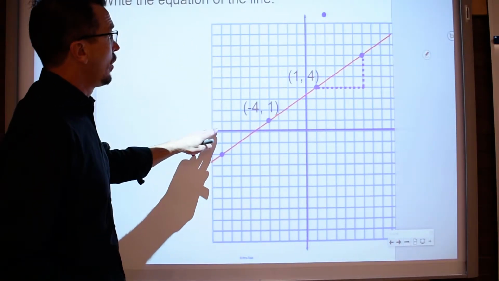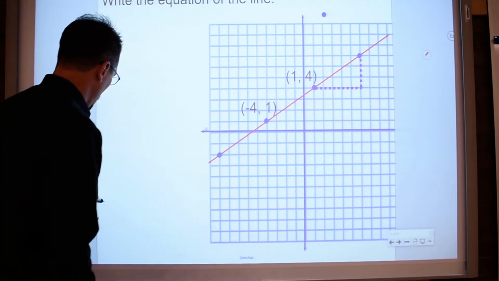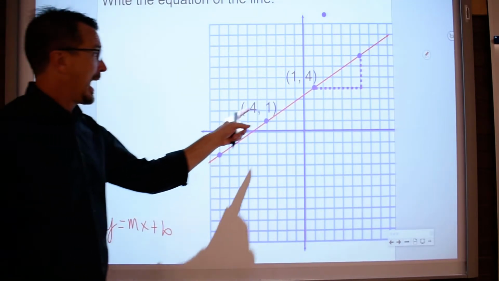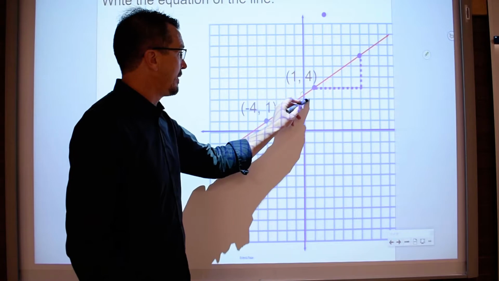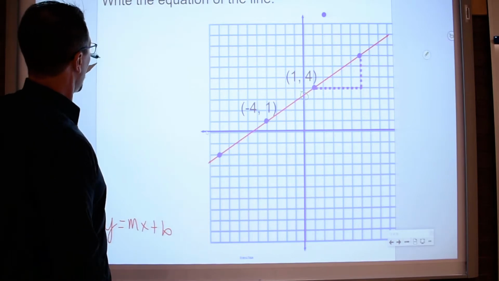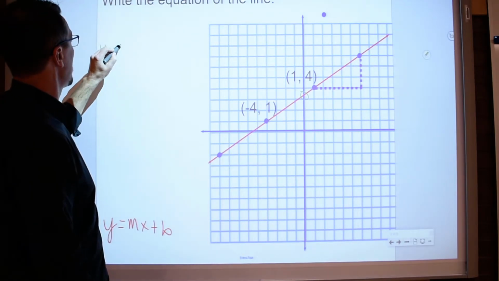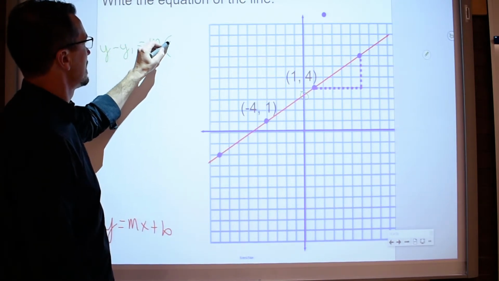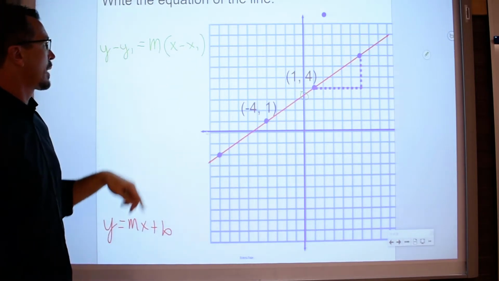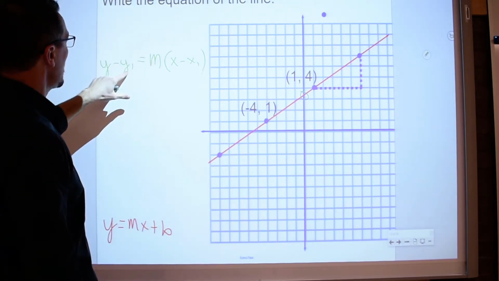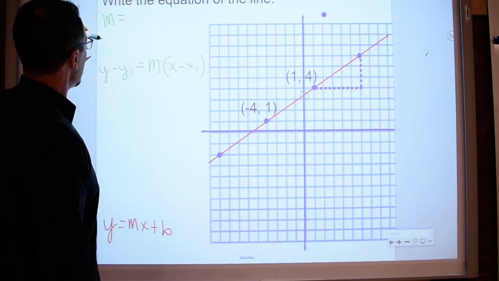So again, my goal here is, in the end, slope-intercept form, y equals mx plus b. That's my goal. But because I can already see that my y-intercept is off, I'm going to have to figure out something. So I'm going to start off with point slope form, which is y minus y1 equals slope times x minus x1. So y minus y1 equals m times x minus x1. And so I need two things for this. I'm going to need my slope, and I'm going to need a point. You get to pick the point.